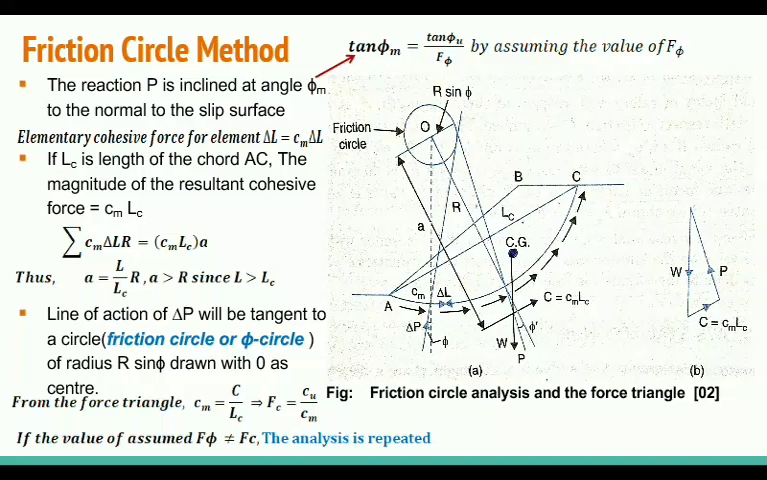The total reaction P is tangent to a circle, and that circle is called the friction circle or phi circle. The radius of the phi circle or friction circle is r sin phi m, or r sin phi, we can write. Are you getting my point? Okay, so let's discuss some numerical problems.